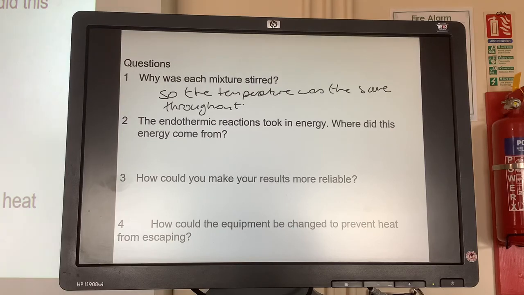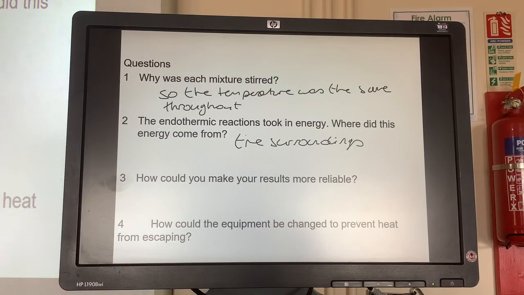2 of the reactions were endothermic. They took energy in. Where did this energy come from? Where did we say this energy came from? Well, we said it came from the surroundings. And that's why the surroundings got cooler. The surroundings were losing energy and it was going into the reaction, so the surroundings got cooler.